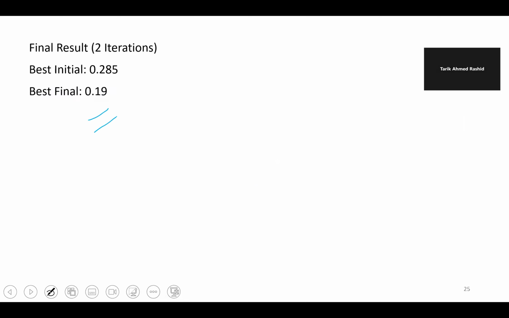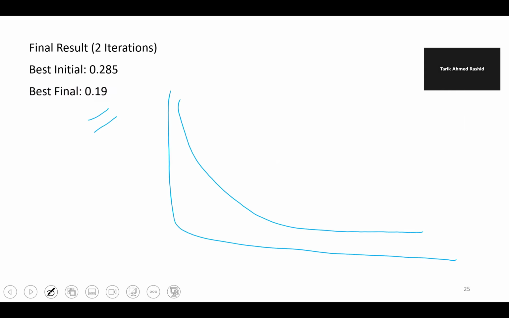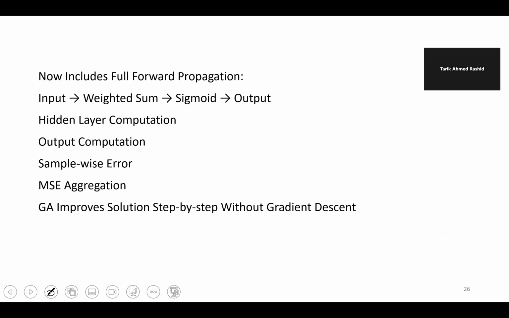So the mean square error goes down with the iterations. So this is the iteration, and this is the mean square error. The error gets down as you go along through the iterations.